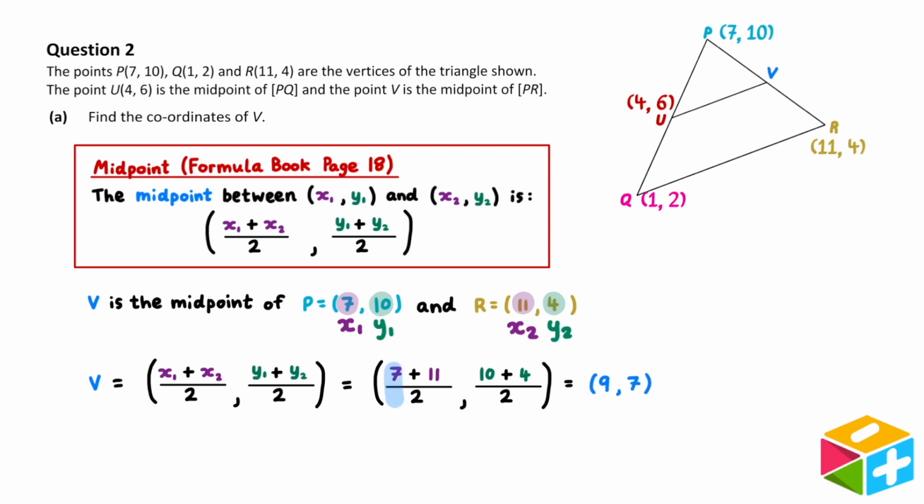7 plus 11 over 2 is equal to 18 over 2, which is 9. 10 plus 4 over 2 is equal to 14 over 2, which is 7. So our answer here is that the coordinates of V are 9, 7.